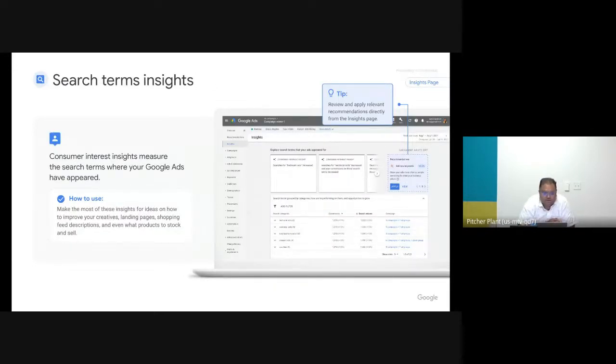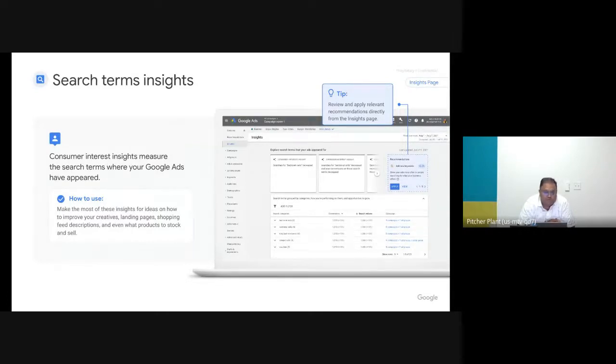Next, the search terms insights can help advertisers understand what consumers are interested in and when the advertisers' ads appear by grouping search terms into relevant categories. We show search volume and growth of these categories and how an advertiser is performing against those categories. Search term insights help advertisers move away from anchoring on individual queries in the search term report and focus them on broader intent-based categories and their performance against them.